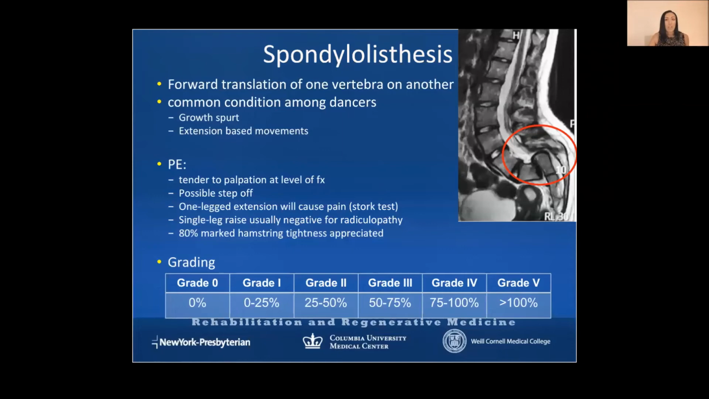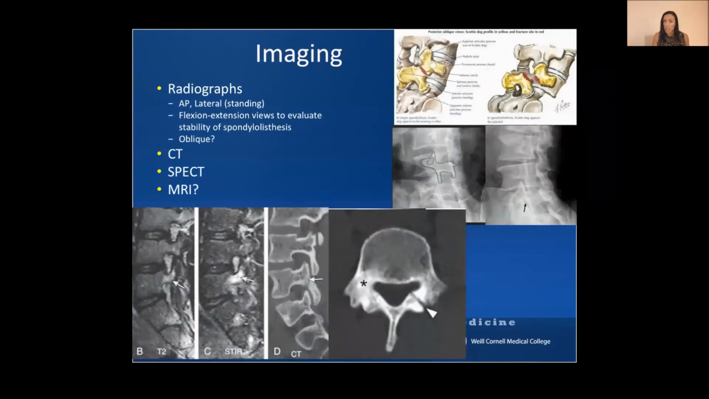In terms of imaging, there are a lot of options. AP and lateral views should be done standing, and then you can get flexion-extension views to look at the amount of stability we see. People might remember learning about the Scotty dog in medical school. The only problem with oblique films is that they involve a larger degree of radiation, so I don't recommend getting them right away, only if you can't see the fracture on a lateral view.